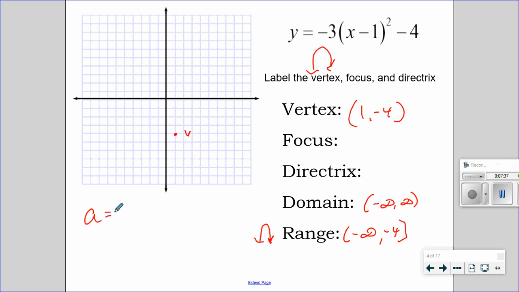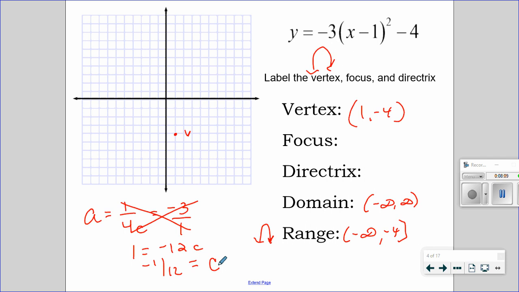So A equals 1 over 4C, which is going to equal -3. So if you can't solve for C easily, all you have to do is cross multiply and solve. So 1 equals -12C, -1/12 equals C. So sometimes it's a fraction, sometimes it's going to be a pain, okay? And all the C being negative means is that it opens down.